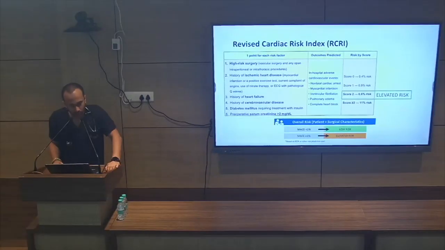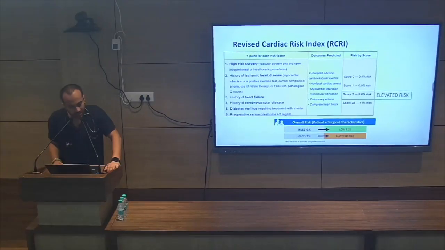Now coming to a tool called Revised Cardiac Risk Index. It is a modestly age-old tool to categorize the major adverse cardiovascular events during the surgery. It is having 6 points. 1, high risk surgery. Number 2, history of ischemic heart disease. Number 3, history of heart failure, history of CVA, diabetes mellitus, and pre-operative serum creatinine more than 2 mg per deciliter. In our case, the RCRI index of the patient is 2, having a chance of major adverse cardiovascular events about 6.6%, an elevated risk.